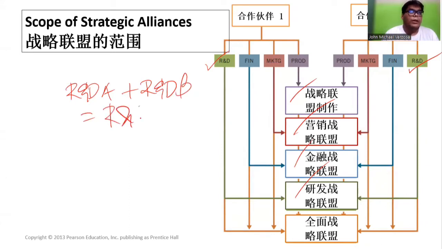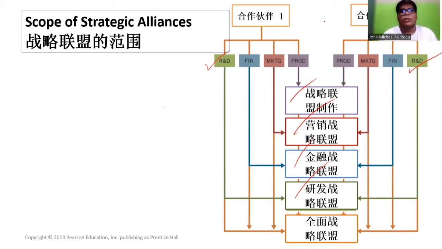So R&D, alpha and beta. You don't need to use company B. So let's say company A will only have these two, R&D and finance, research and development. And then company 2 will be providing the production and marketing. It's possible.